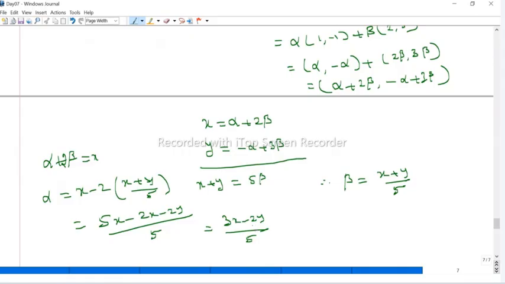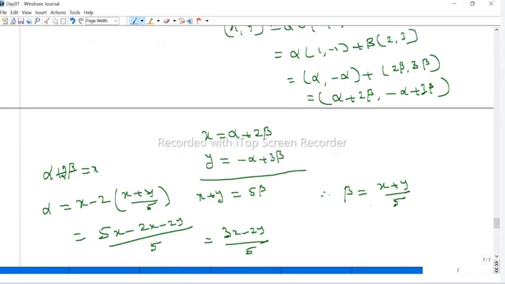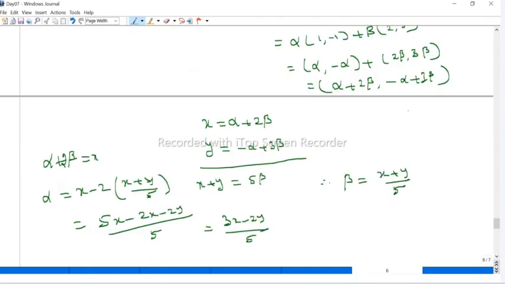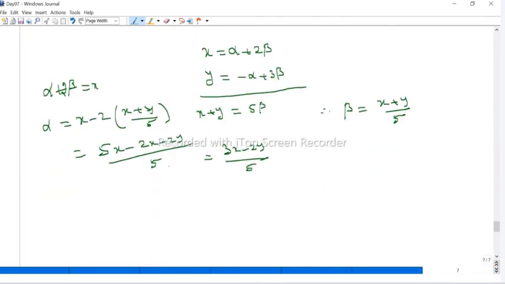Therefore, if we choose alpha equal to (3x minus 2y) by 5 and beta equal to (x plus y) by 5, then we can write (x, y) as a linear combination of v1 and v2. Such an alpha and beta exist from the field. Here the field is the real numbers. Therefore the vectors v1 and v2 span the entire space, R2.